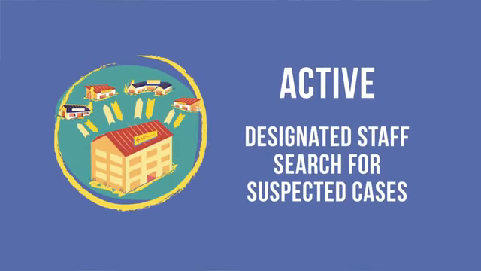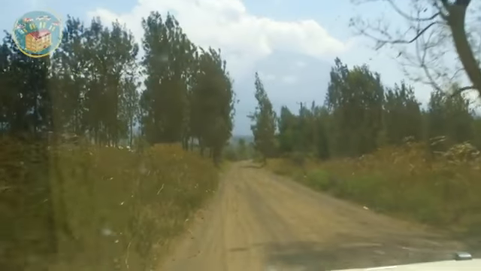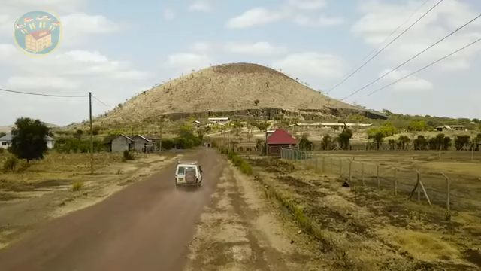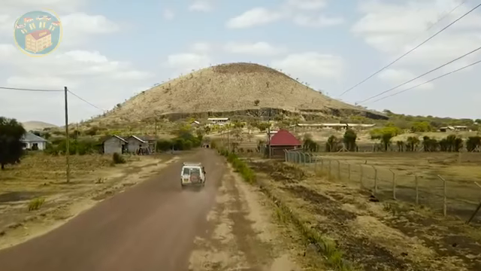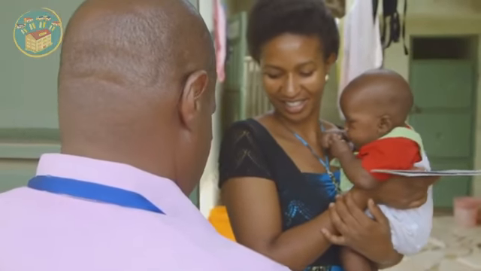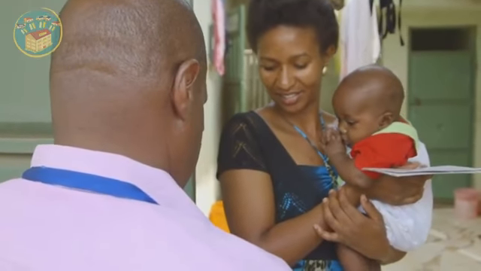With active surveillance, designated surveillance staff search for additional suspected cases of a disease in communities that are at risk. The surveillance staff will visit health facilities, including hospitals, to talk with healthcare providers, review medical records, and review registers for both out and inpatient registers. Active surveillance is used to detect outbreaks and unreported cases.